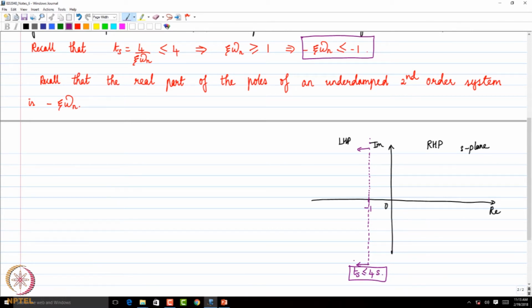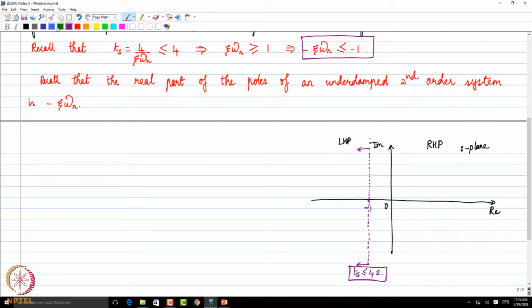Is it clear how we concluded it? We concluded it from this analysis. For closed loop stability we need all closed loop poles in the left half of the complex plane. Now we have constructed a subregion of this left half plane in which I want my closed loop poles to lie. If all my closed loop poles lie in this region, then I am assured that my closed loop system settling time would be less than 4 seconds.